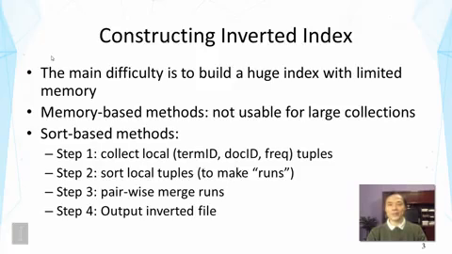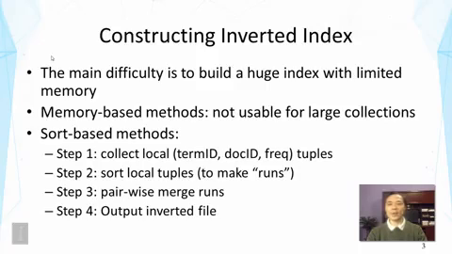And the sorting-based method is quite common. It works in 4 steps, as shown here. First, you collect the local term ID, document ID, and frequency tuples. Basically, you're going to count the terms in a small set of documents, right? And then once you collect those counts, you can sort those counts based on terms so that you build a local, a partial inverted index.